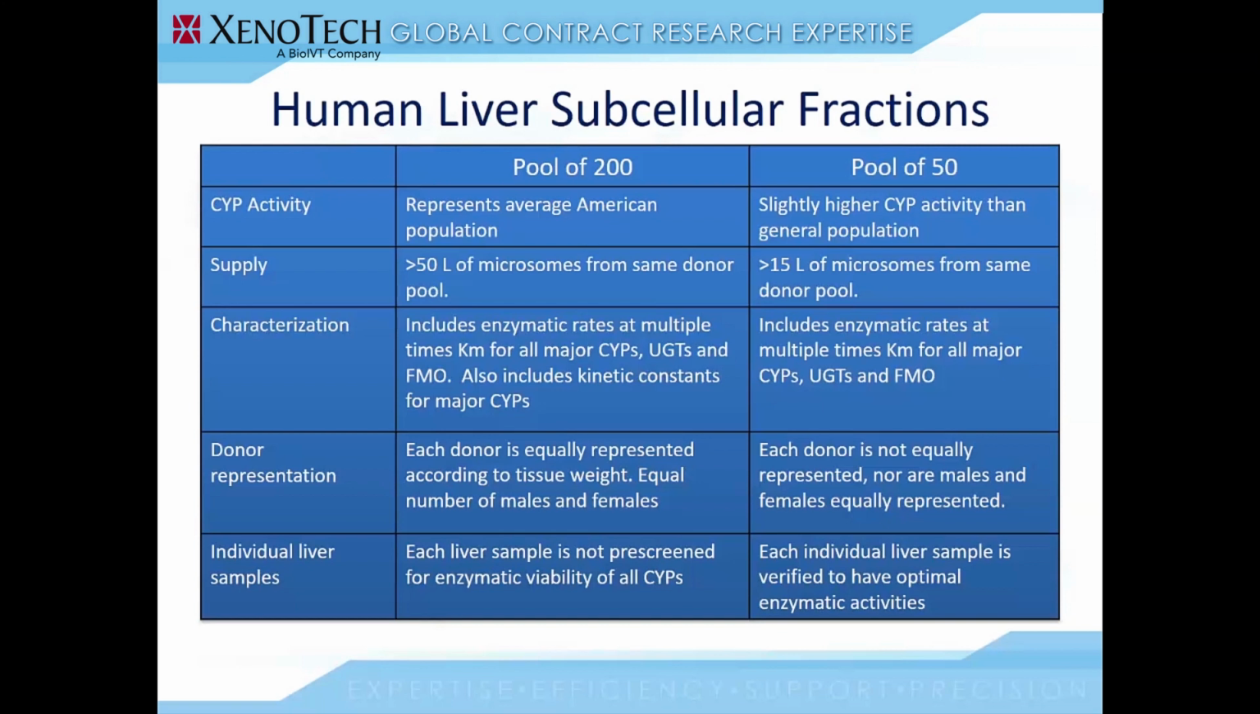The pool of 50 is a little bit different, as donors that make up this pool of 50 are pre-screened for enzymatic activities and are not equally represented. It is pooled in a way to hit specific average activity windows, and this pool is made in smaller volumes, although still significant amounts are made. And it comes with slightly less characterization than our pool of 200.